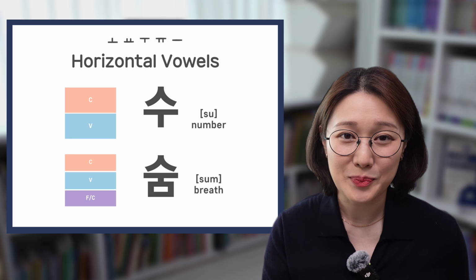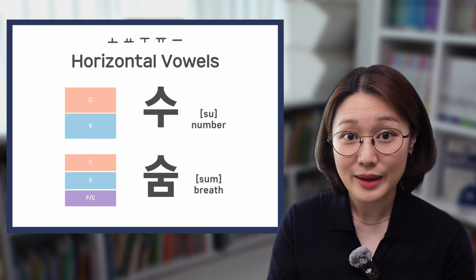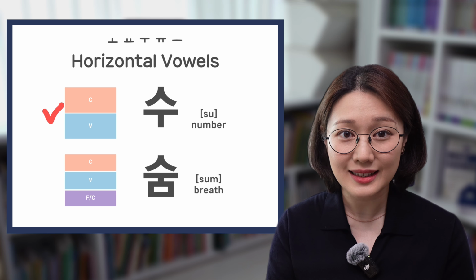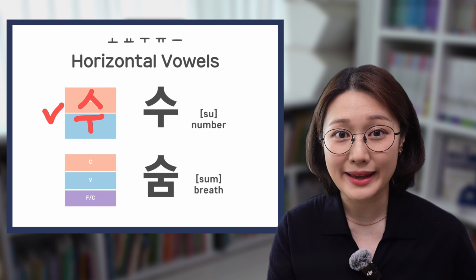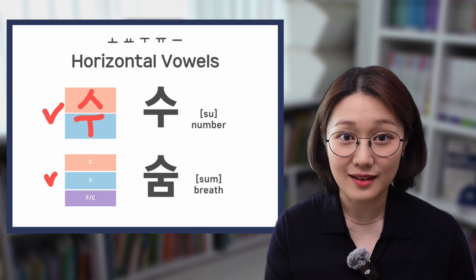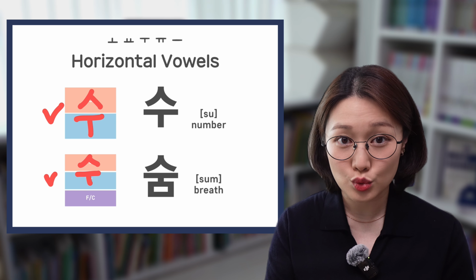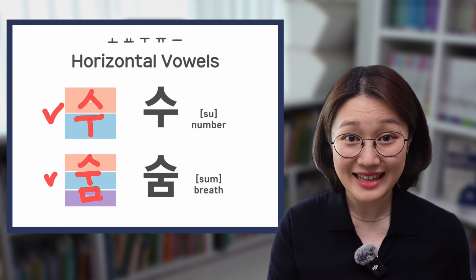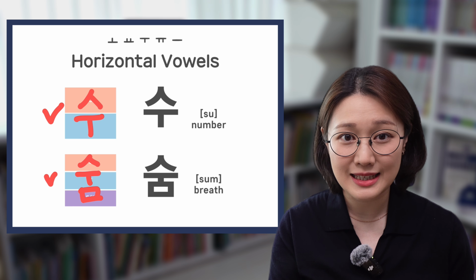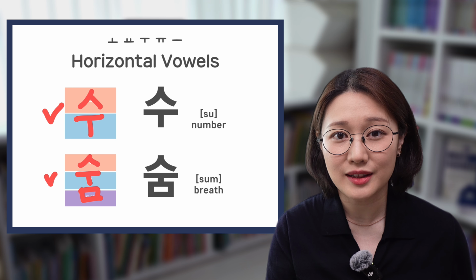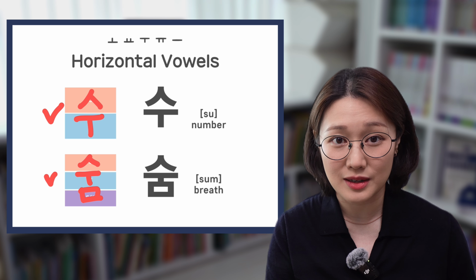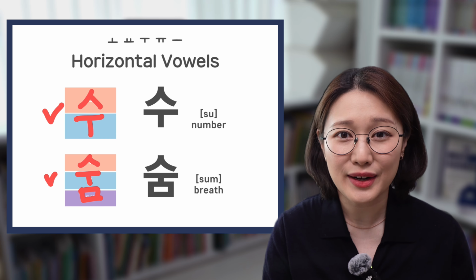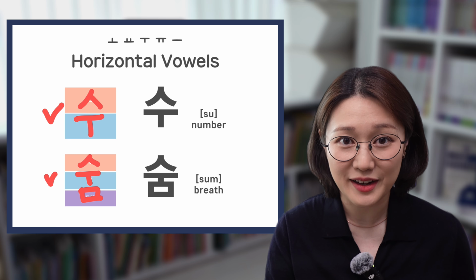Okay, let's review. 수, 숨. These are horizontal vowel syllable blocks without final consonant. 시옷 plus 우 makes 수. With final consonant, 시옷 plus 우 plus 미음 makes 숨. Does it make sense? It's okay if it still feels confusing. After you learn the consonants and vowels, you can come back to this video. Then it'll make even more sense. We already learned 4 out of 6 block patterns.